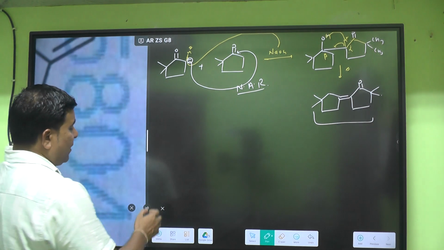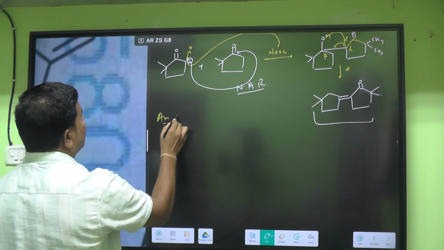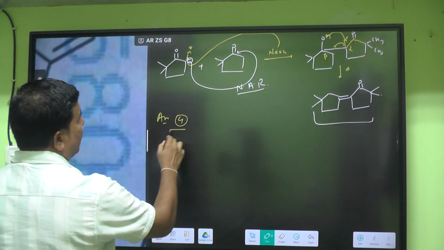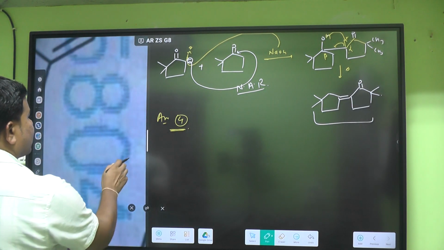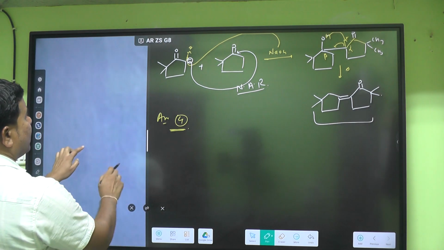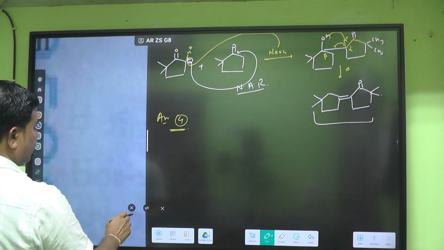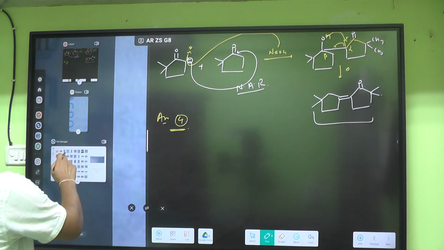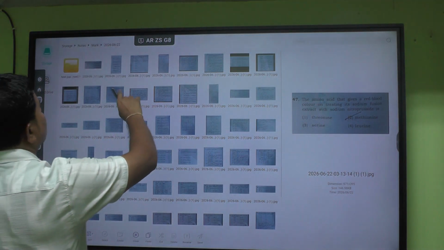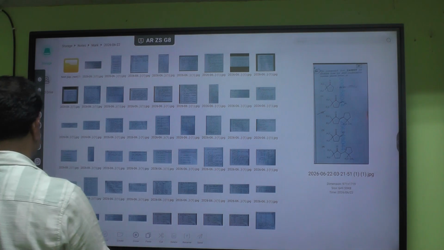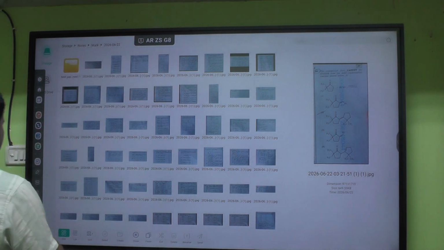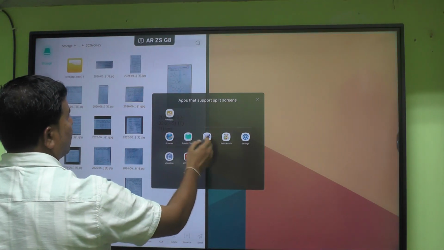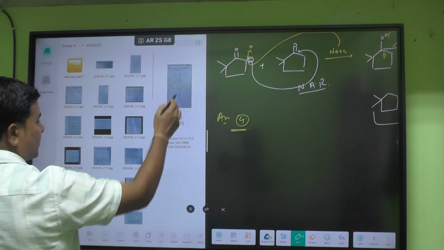Okay, so remember here the fourth option is incorrect. What is the answer here? The fourth option is incorrect here. So the cross product will be this, the cross product will be this. Remember here the cross product will be this. What is the cross product here?